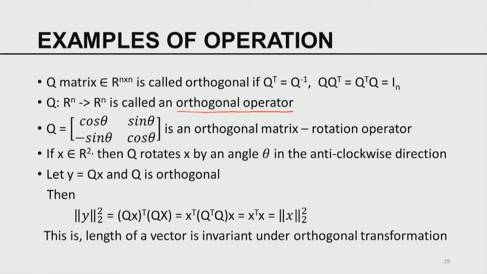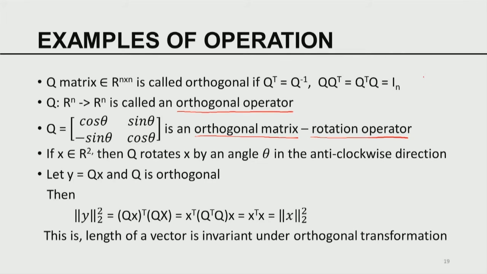Q is given by cosine theta, sine theta, minus sine theta, cosine theta, which is a simple example of an orthogonal operator. This matrix is also called an orthogonal matrix, an orthogonal operator represented by an orthogonal matrix. This matrix represents a rotation.